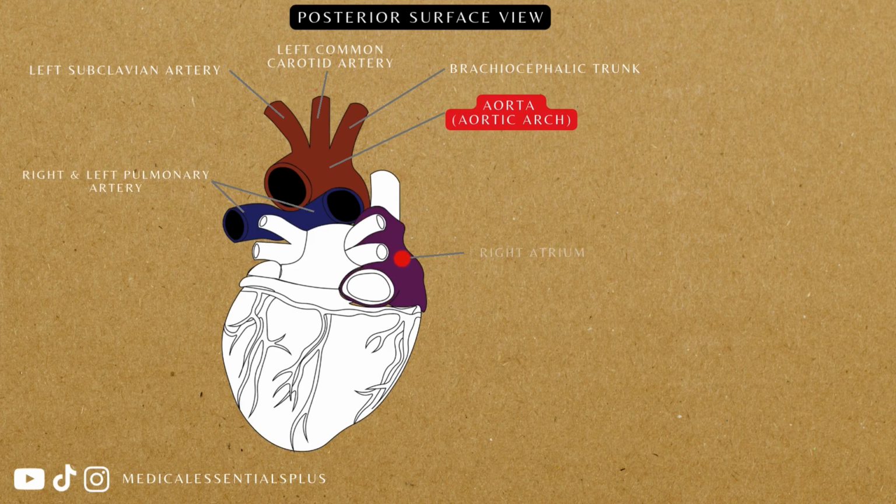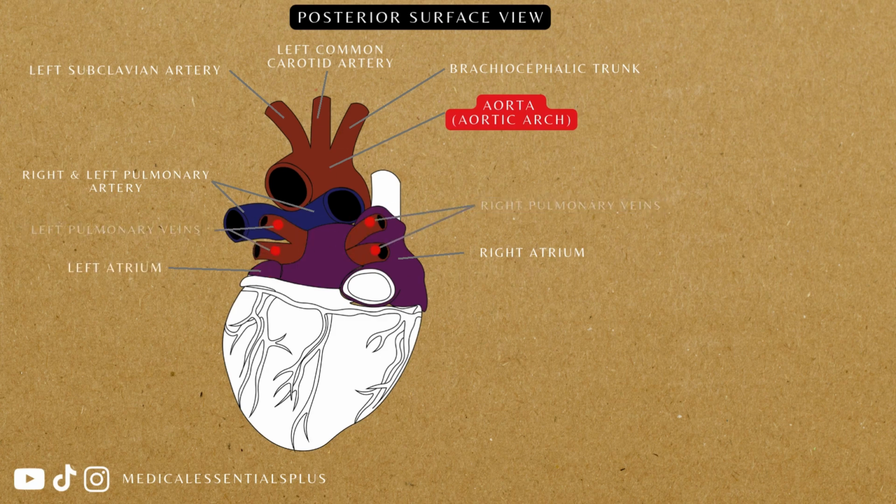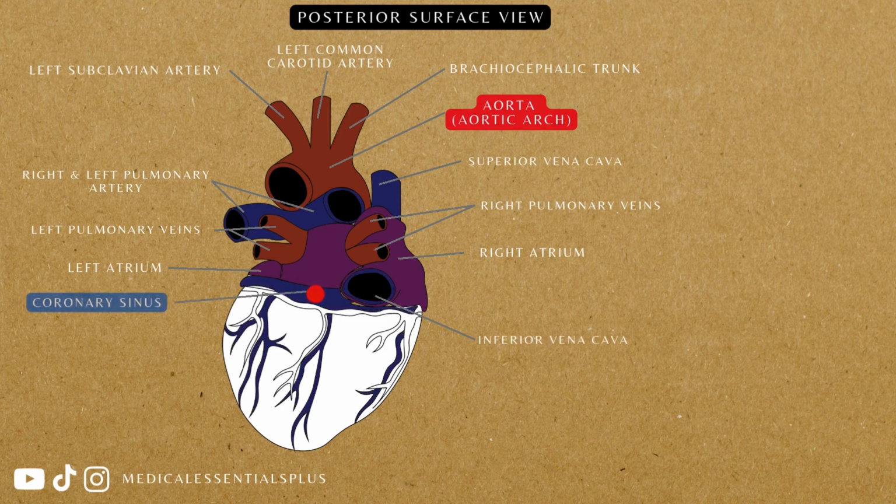The right atrium. The left atrium. Left pulmonary and right pulmonary veins. Here is the superior vena cava and the inferior vena cava. Below is the coronary sinus. Here, all devitalized blood is collected from the cardiac tissue before emptying into the right atrium.